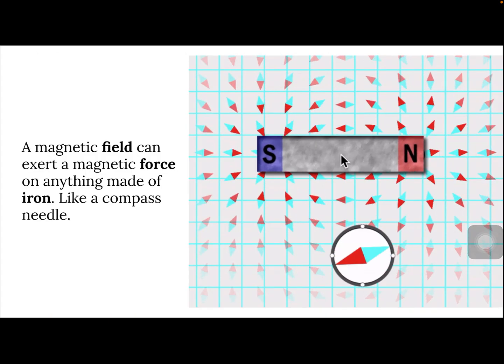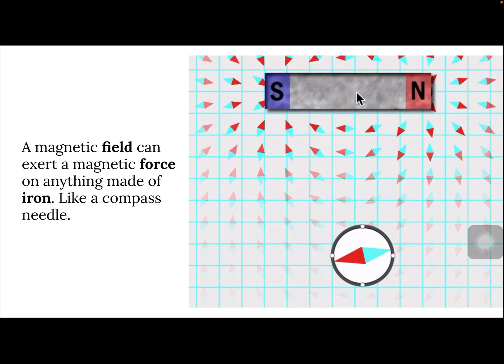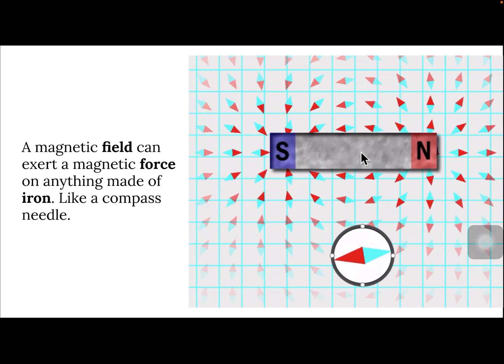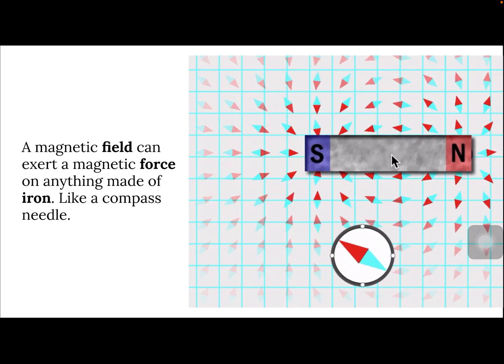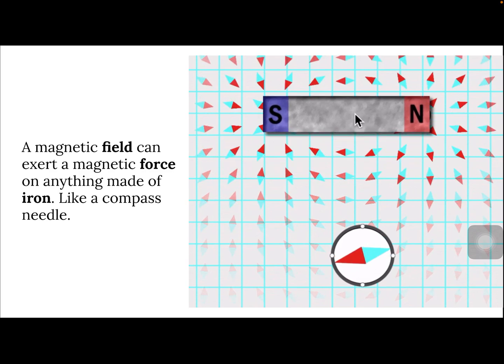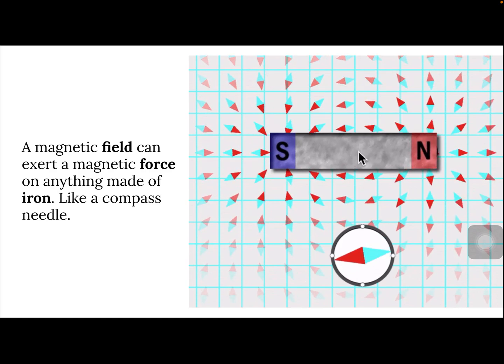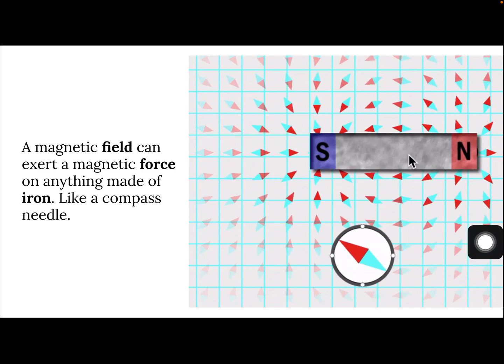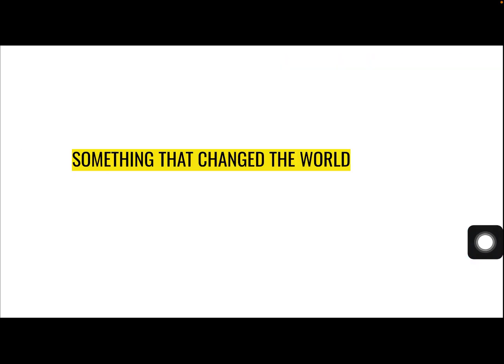So a magnetic field can exert a magnetic force on anything made of iron, like a compass needle. They can also exert a magnetic force on another magnet. So that's what a magnetic field is going to do: exert a magnetic force.